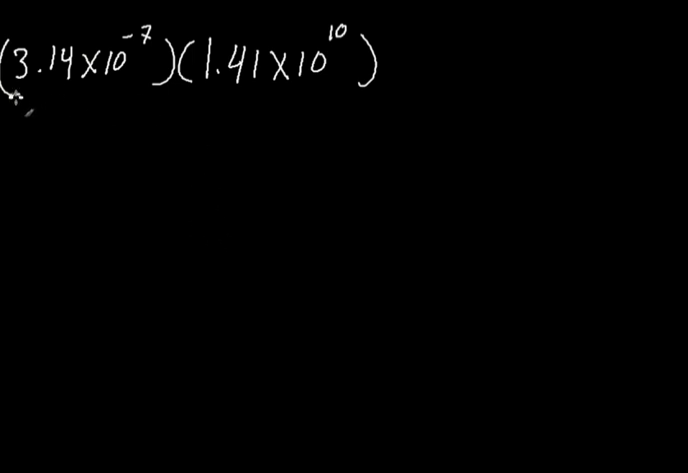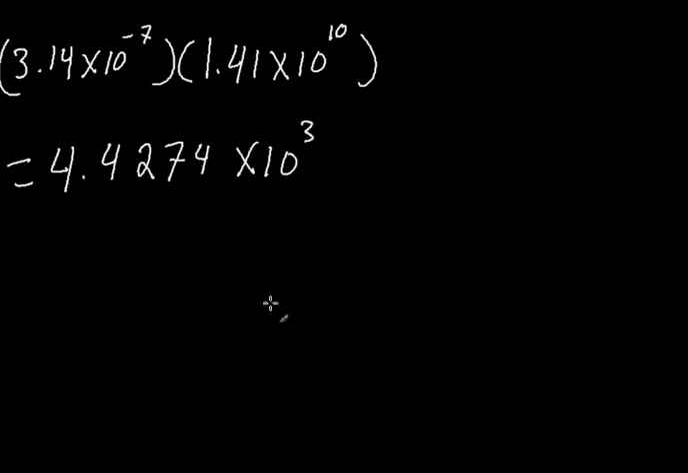So the first step is you can multiply 3.14 times 1.41. Okay, well, if you do it in your calculator, you get something like 4.4274 times 10. And then this would be negative 7 plus 10, so that'd be to the third.